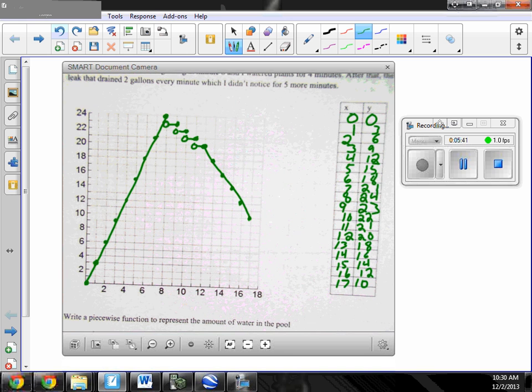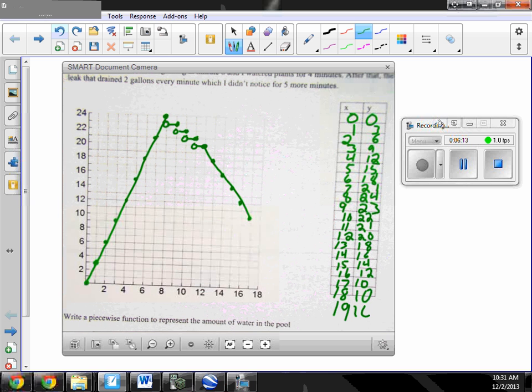Once I plug the leak, what is the graph going to look like? What happens after 17 minutes? So if I were to do 18, how much water would be in there? 10. If I were to do 19, how much water would be in there? 10. So it doesn't change. So after that, it's just going to be a straight line that goes forever, as far as we know. And we're assuming that the water doesn't evaporate.